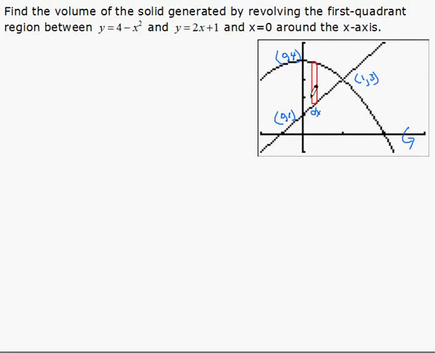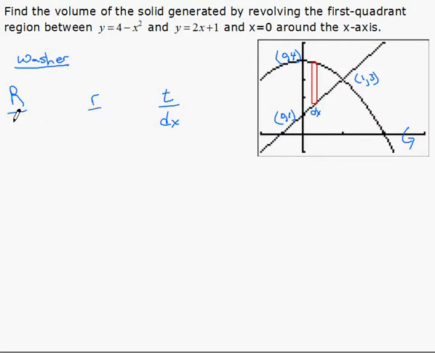So now that we know this is our rectangle, this is our axis, these are perpendicular, that tells us we're going to have to use the washer method. The washer method, to solve it, we need an outside radius, an inside radius, and a thickness. The thickness is dx, because it's a dx rectangle, or dx washer when it spins.